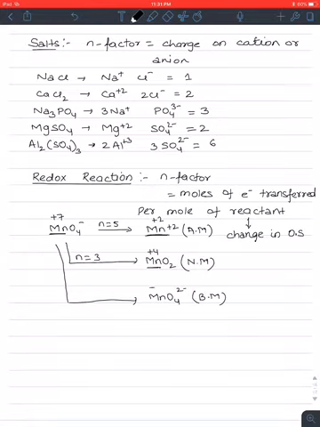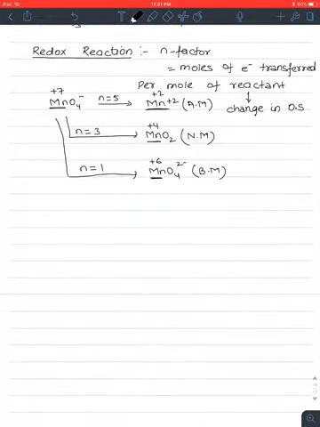So in basic medium, what is the change in oxidation state? Over here manganese has oxidation state plus 6. So 7 to 6, change is 1. So N factor will be 1 in basic medium. Let's do one more question. Suppose Cr2O7 2 minus is converted to Cr3+.